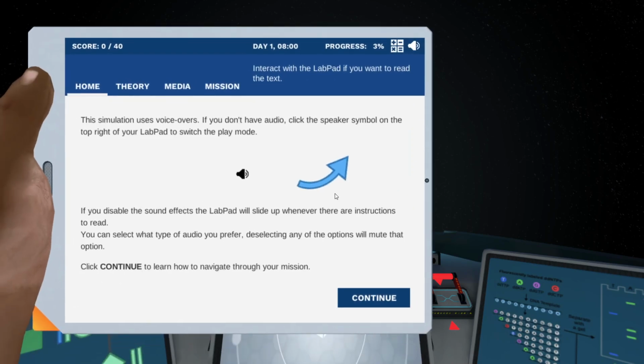This simulation uses voiceovers. If you don't have audio, click the speaker symbol on the top right of your lab pad to switch the play mode. If you disable the sound effects, the lab pad will slide up whenever there are instructions to read. You can select what type of audio you prefer. Deselecting any of the options will mute that option. Click Continue to learn how to navigate through your mission.